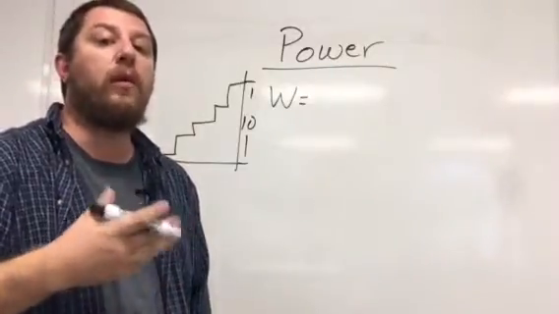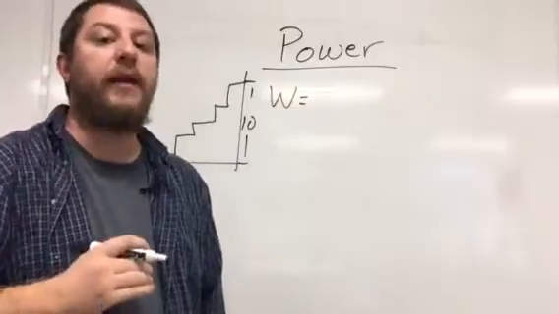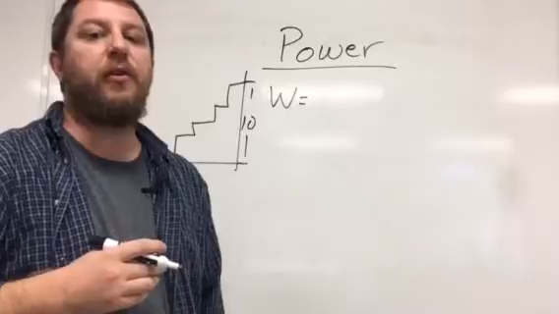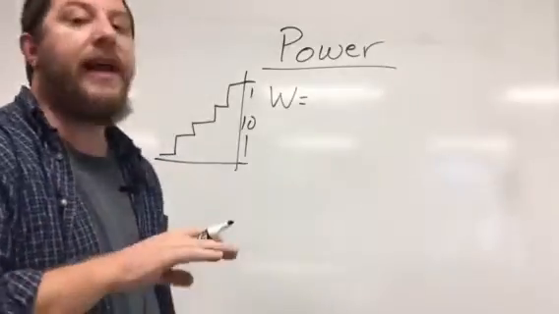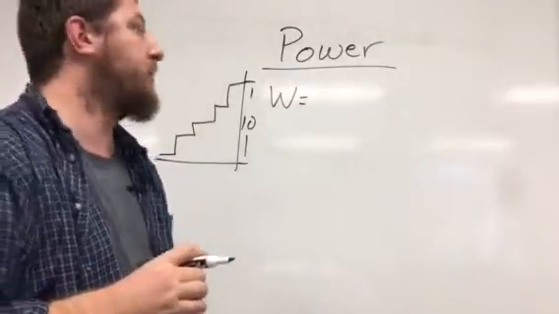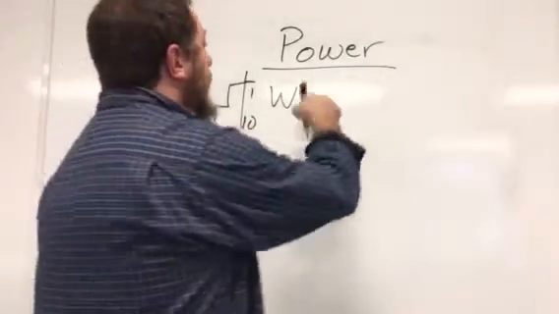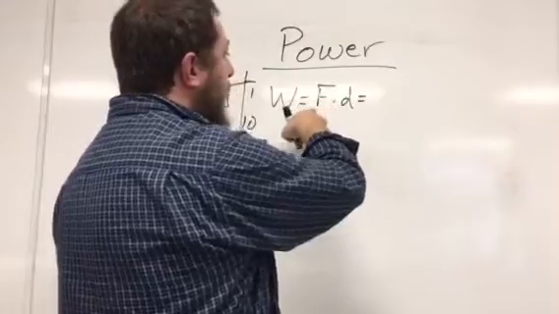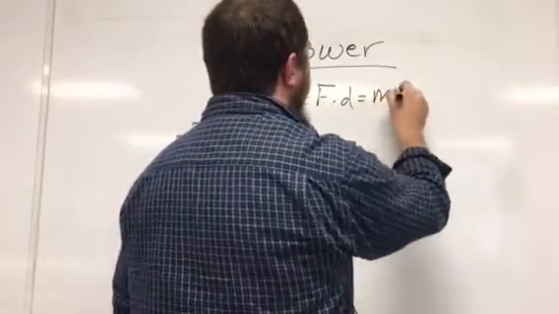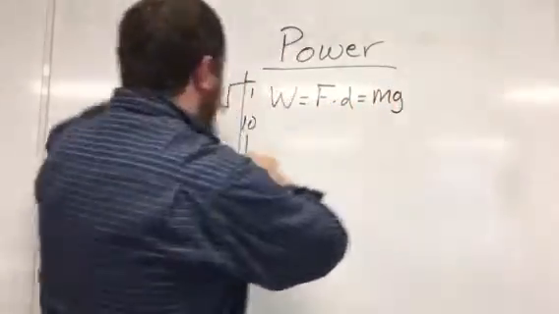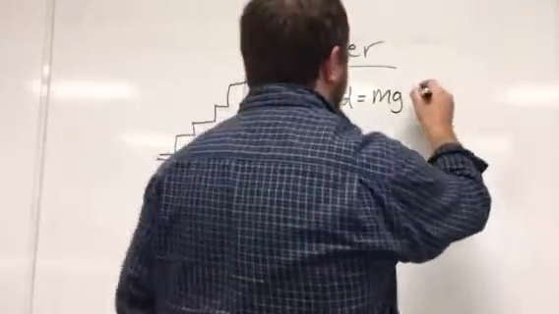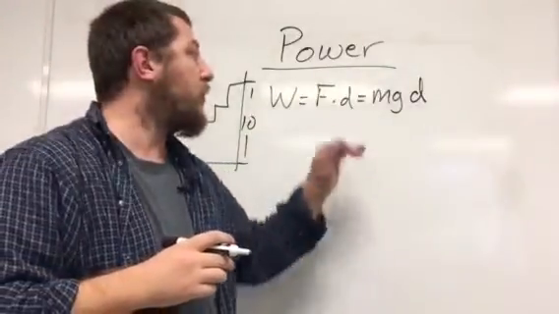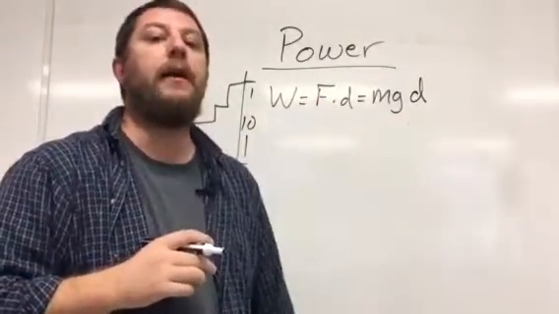What force are they working against? Well, when you lift yourself up, you're working against the force of gravity. As you climb stairs, that's the force that you're going to be exerting. You're going to have to exert your own gravitational force to lift yourself up the stairs. So if work is force times distance, they're exerting their own weight, mg, over a distance of 10 meters in height. So when you're climbing a flight of stairs, the work you do is equal to mgd. So that's the work.